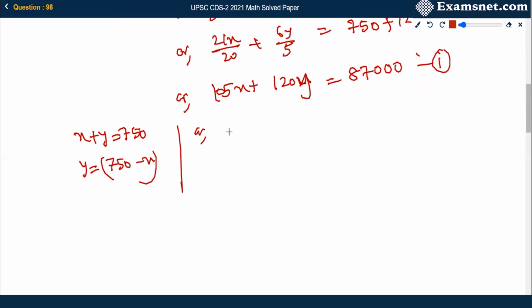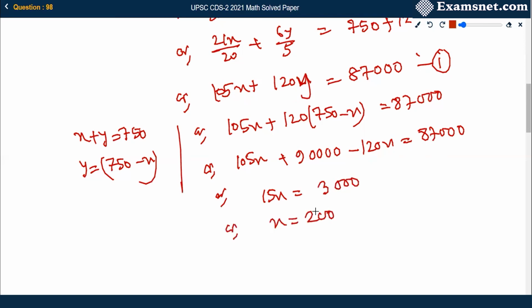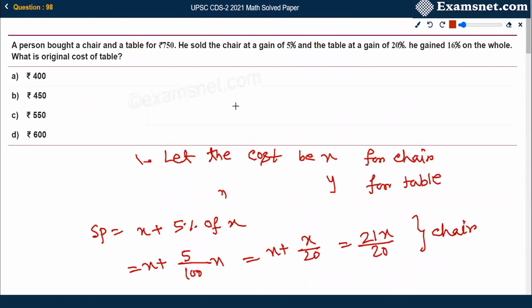Now I can put this value of y here, 750 minus x, and it will become 120x, so that means 15x equals 3000, so x is 200. The cost price for a chair is 200 and for a table is 550. Here we are asked to find the original cost of the table, that is 550. Option C is the correct answer.